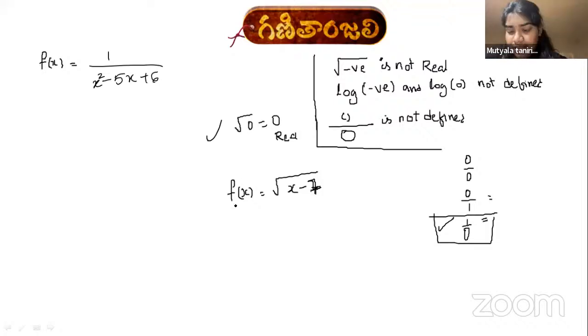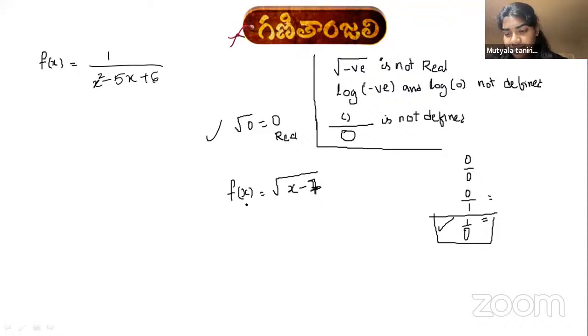There is a board in restaurants: all cards are accepted. What does it mean? Every card is accepted? That means it accepts an ID card? No, sir. All cards accepted means all valid cards, debit cards and so on. Similarly, here f of x accepts all x values, but only the valid values of x are accepted.